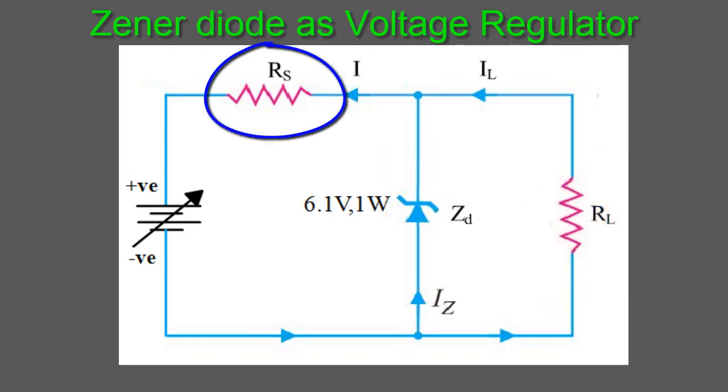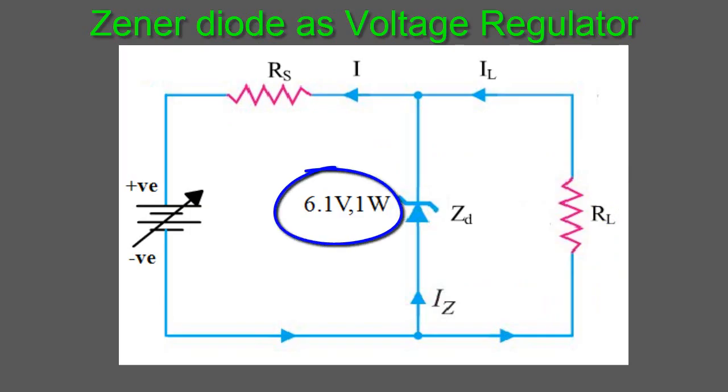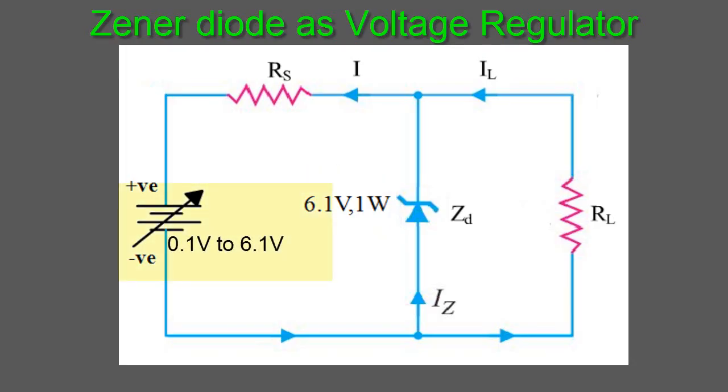Here, the series resistance Rs is used to absorb the output voltage fluctuations so as to maintain constant voltage across the load. It is important to note that when we connect a 6.1 volts 1 watt Zener diode across the load resistor RL and the applied voltage is 0.1 volts to 6.1 volts, the output voltage keeps varying until 6.1 volts.